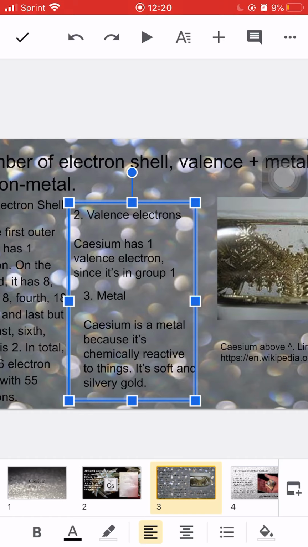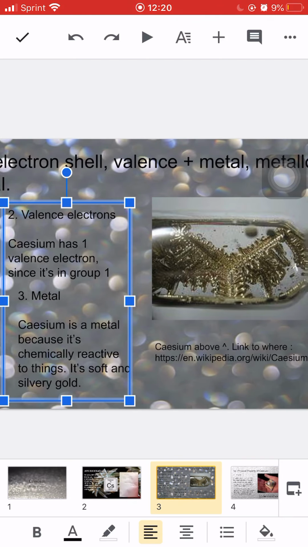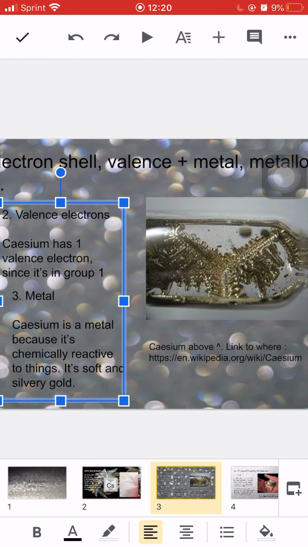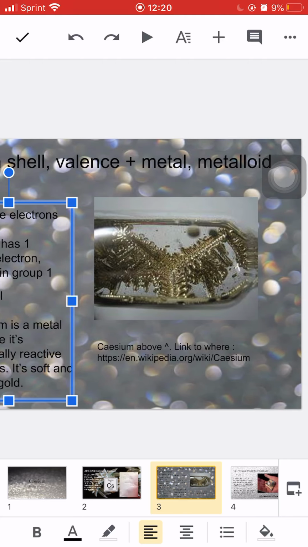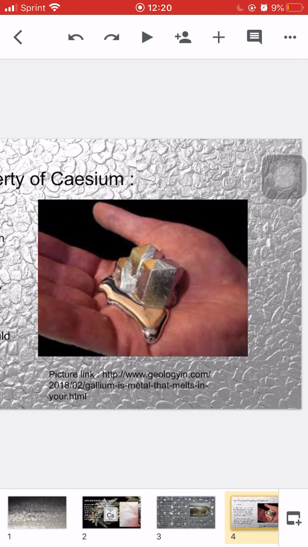And it's a metal because it's chemically reactive. It's soft and silvery gold. In comparison to, let's say, dust, which is not going to be chemically reactive and isn't going to do anything. However, calcium is not any type of dust. And that is calcium above, and my link is down there to where I got the photo plus my research.